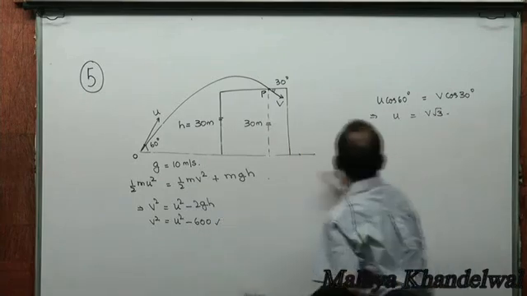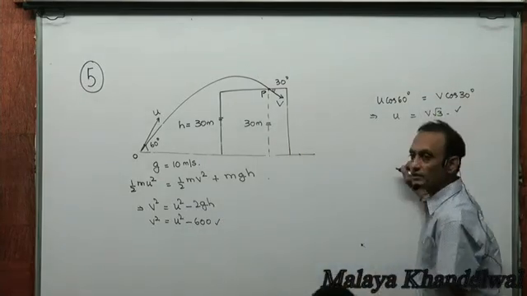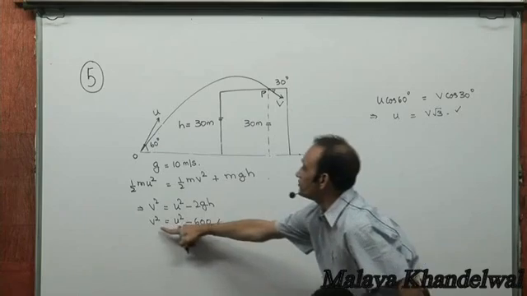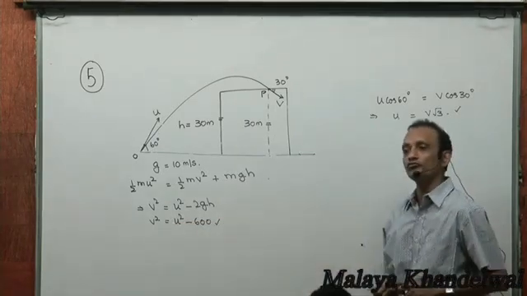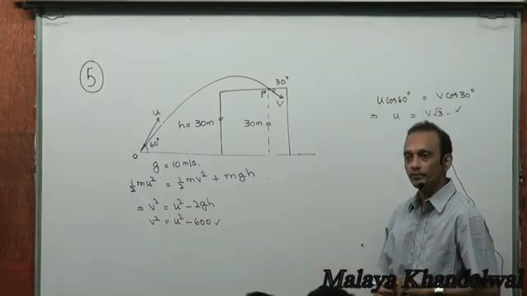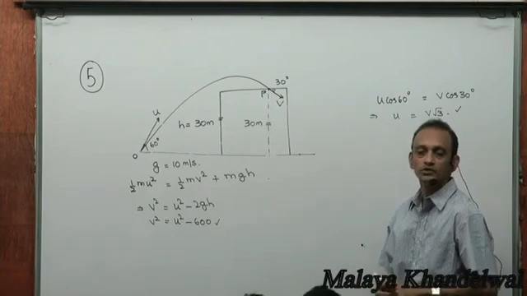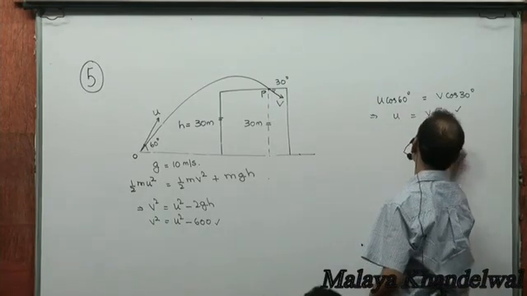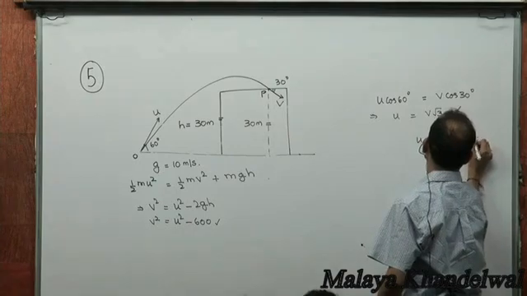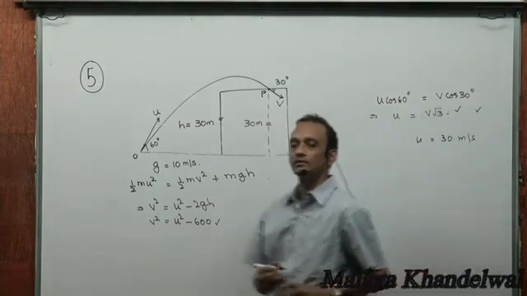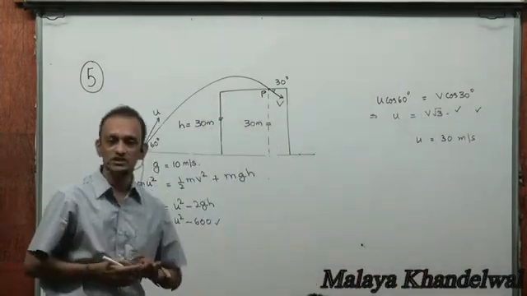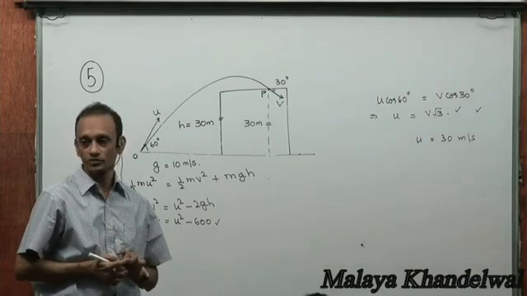Using these two equations, you can solve for v. You can write v as u by root 3 and solve for v. U is 30 meters per second when you solve for this. These two equations you can solve, obtain u as 30 meters per second. Did this?